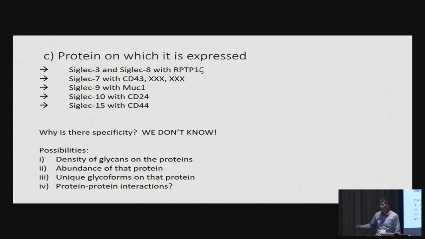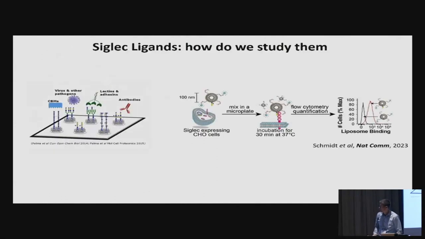Well, the answer is we don't really know, but we want to find out. And I think that's where the field is at. It could be the density of the glycans on the protein, the abundance of that protein, unique glycoforms on that protein, or maybe there are some protein-protein interactions contributing as well. This is, I think, where the field is going.